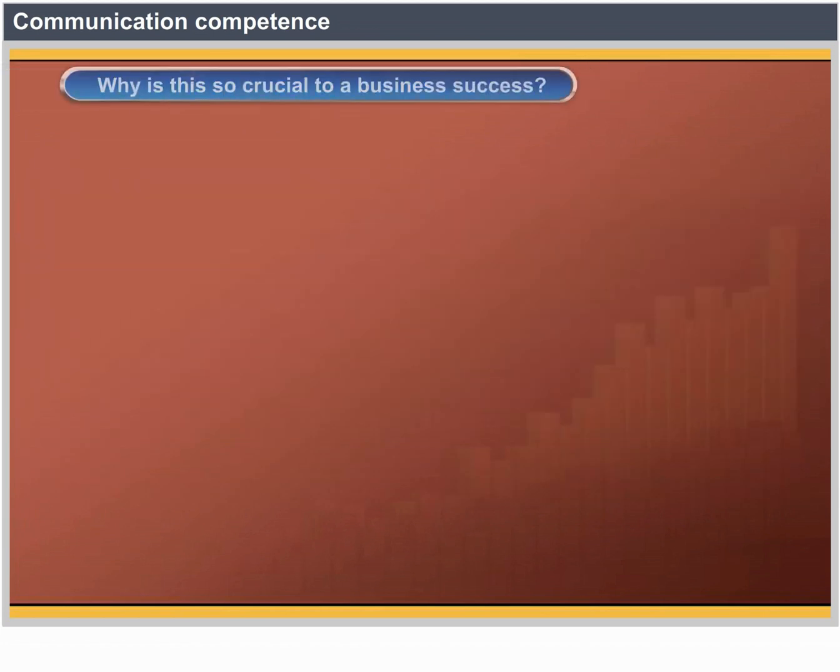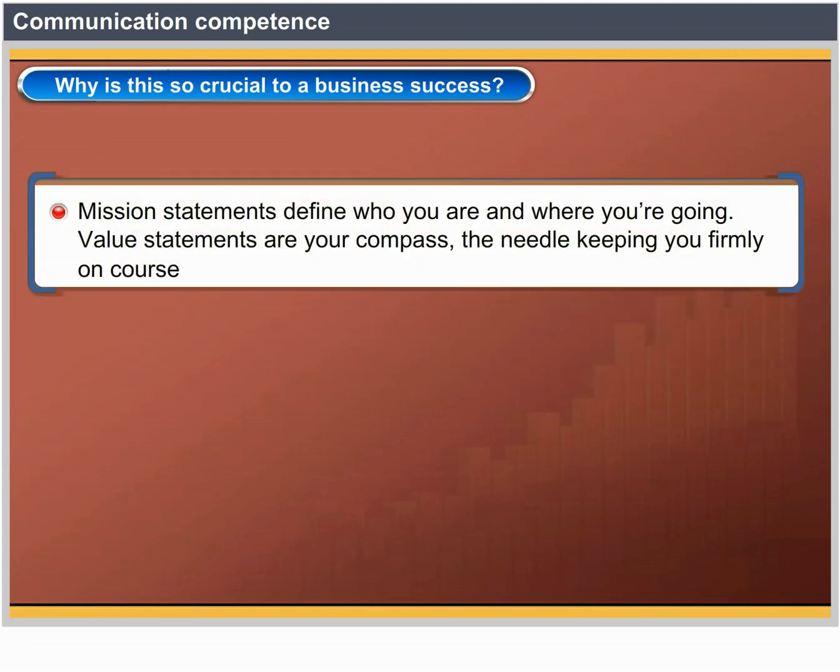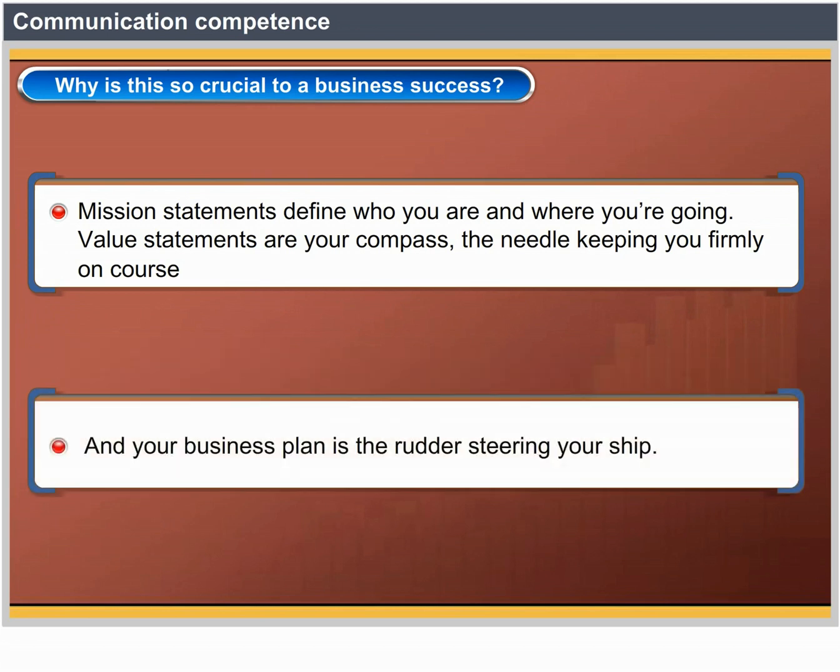Why is this so crucial to a business success? Mission statements define who you are and where you're going. Value statements are your compass, the needle keeping you firmly on course. And your business plan is the rudder steering your ship.